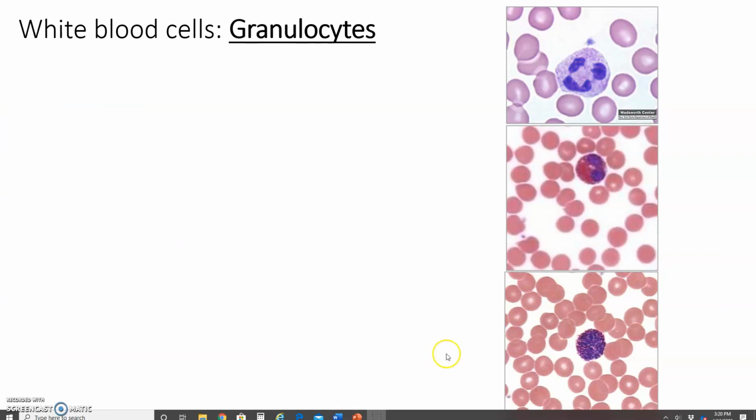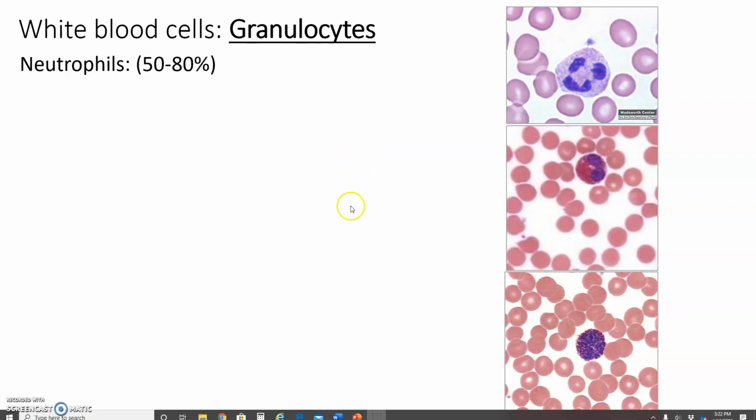Next thing we'll talk about are the white blood cells, and there are two types of white blood cells. There are what we call granulocytes and agranulocytes. Granulocytes have this grainy appearance in the cytoplasm, and they also have lobed nuclei, so that's how we can generally tell them apart from agranulocytes, which we'll talk about in a second. But there are three types.